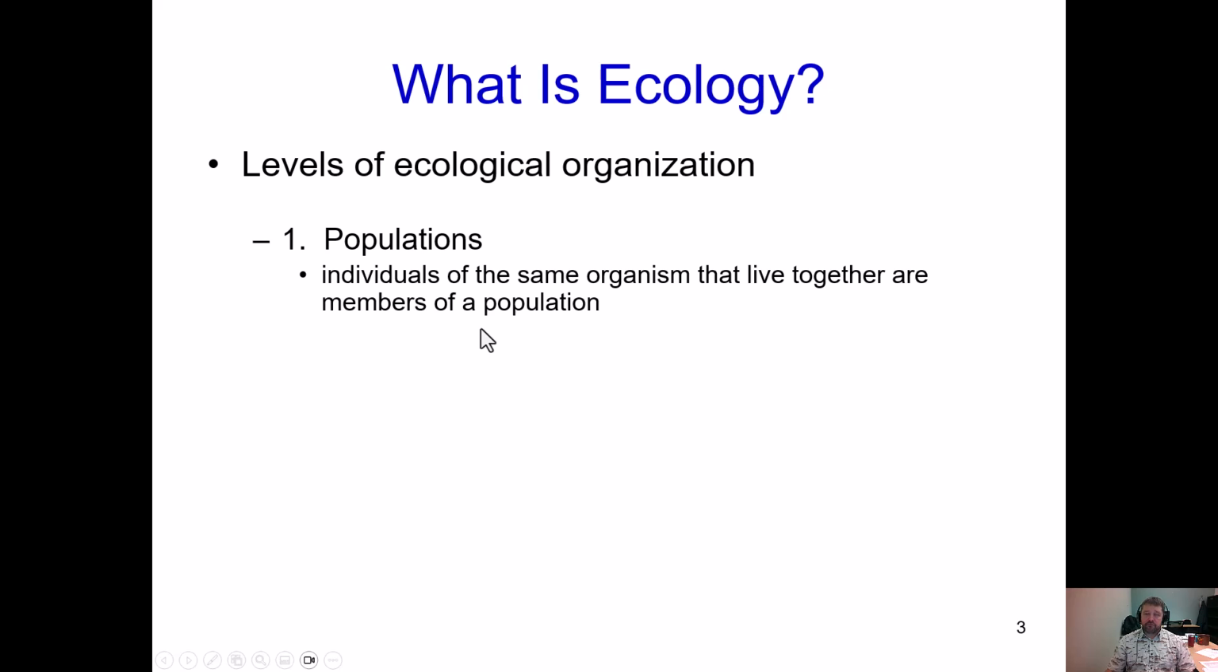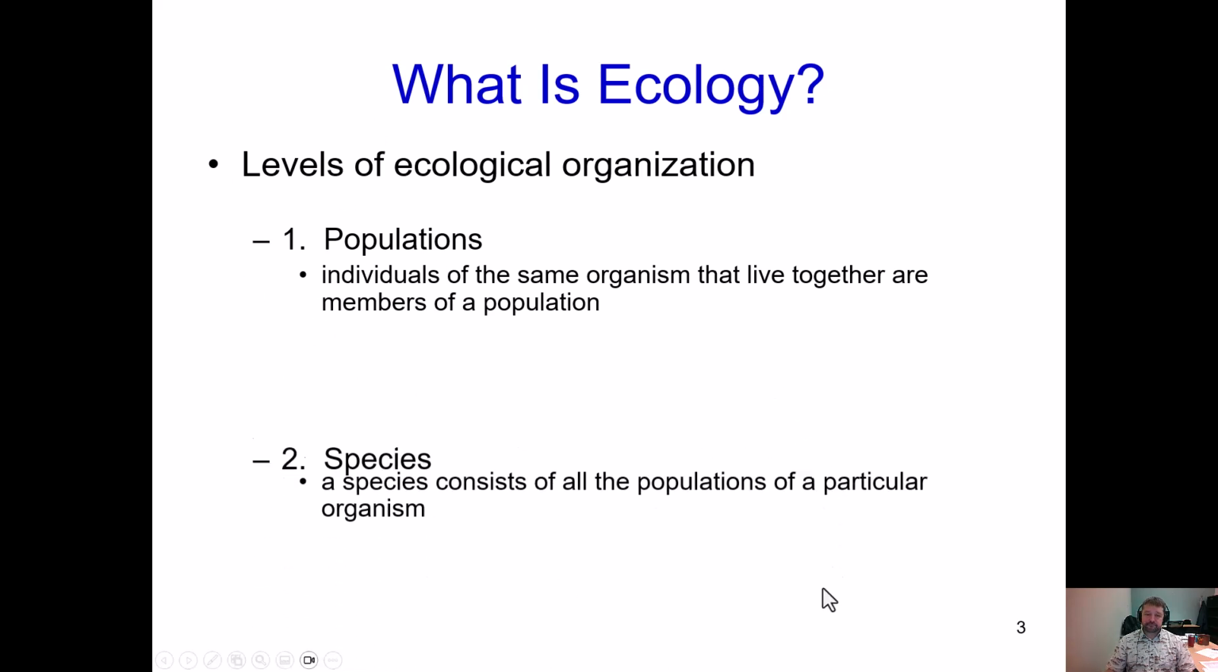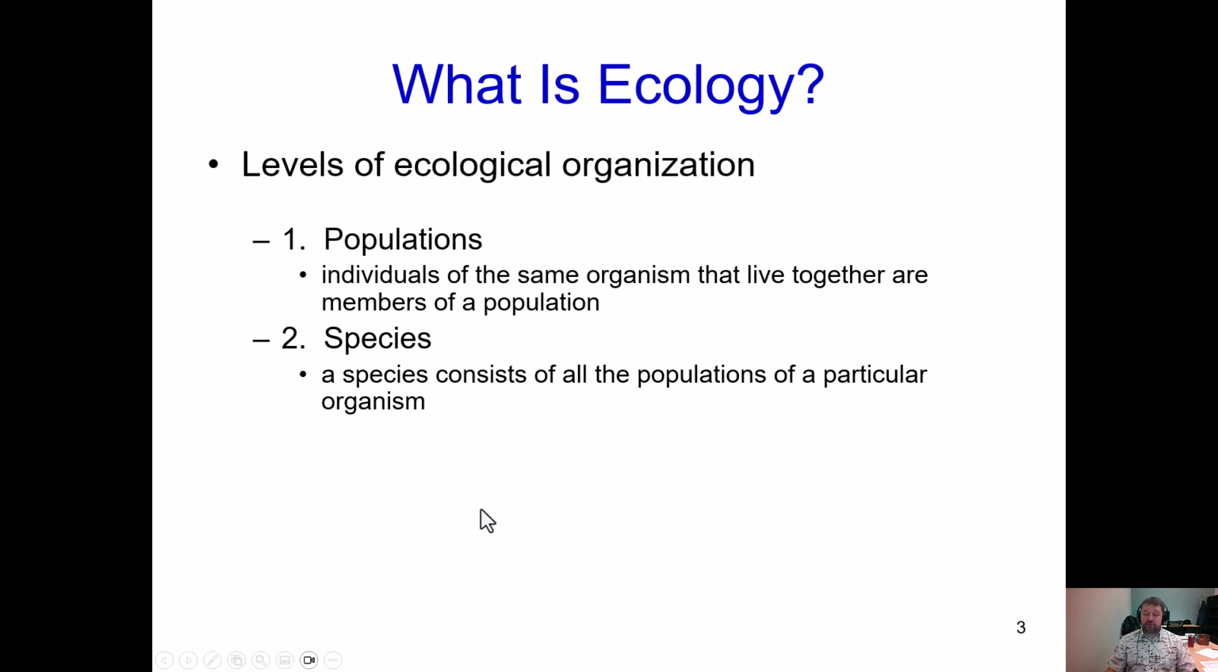So you might have a population of bats. If I'm saying I study a population of bats, it indicates a single species, and that population would have individuals that can mate, reproduce, and pass their genetics on to the next generation. That's a population. A species would consist of all those organisms, all those populations.